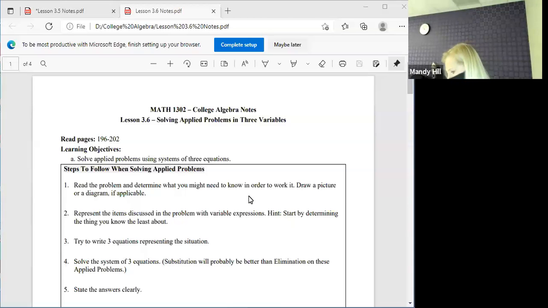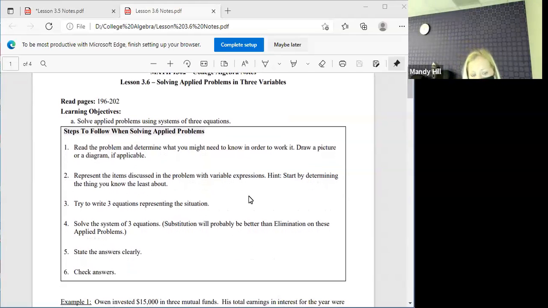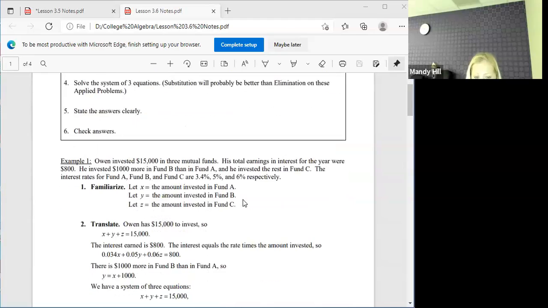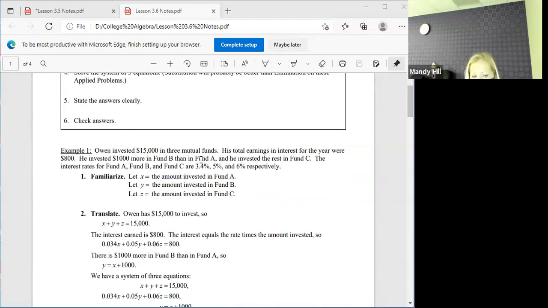Okay, so 3.6, we're solving applied problems in 3 variables. They kind of gave you some guidelines as to what you can do. So this first one, I'm going to walk you through, but they've given you an example of what you should do. Most people, when they've got word problems, have to break it down, draw a picture, do something like that.